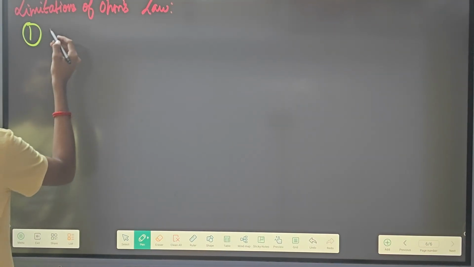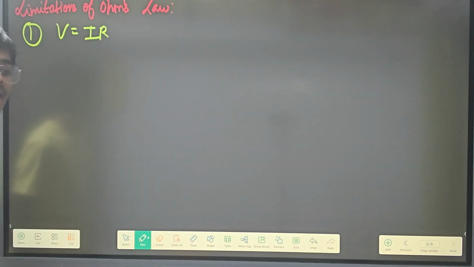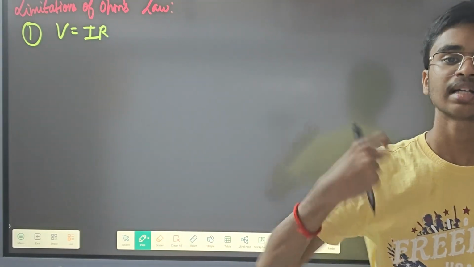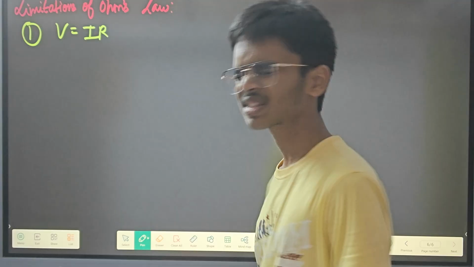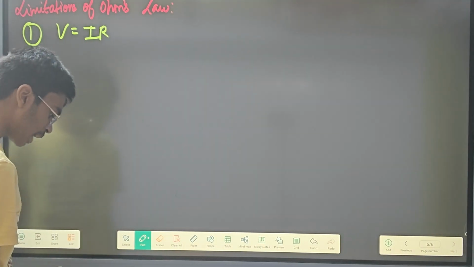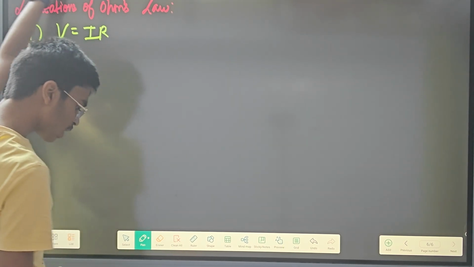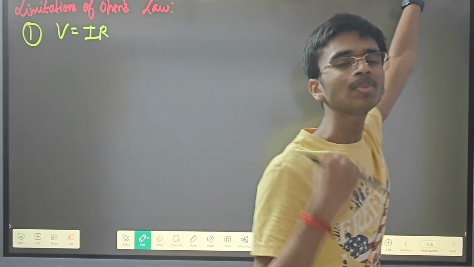So, first, V is equal to IR is not applicable to every device. In a board examination, in a 2-mark question, they have asked to prove that V is equal to IR is not valid. It is not valid for every device, it is not valid for some devices.